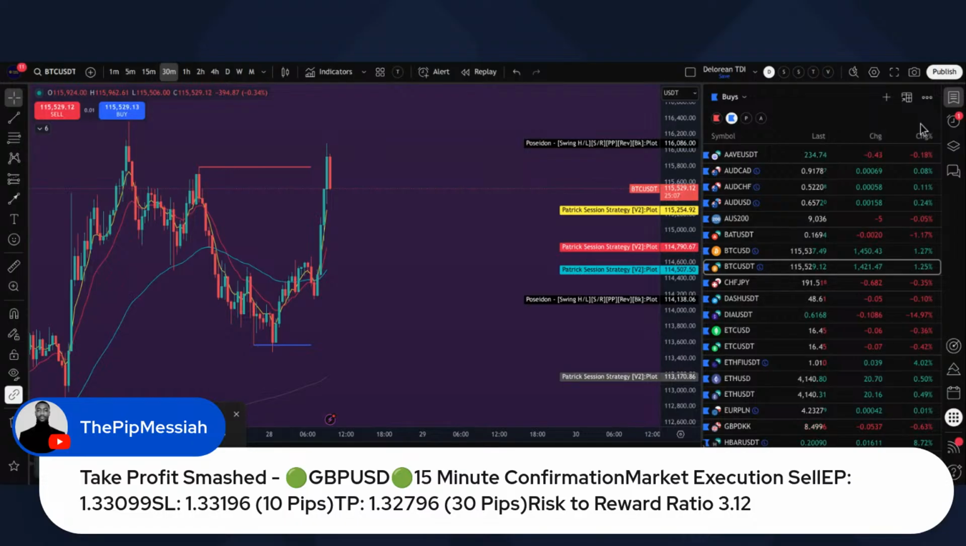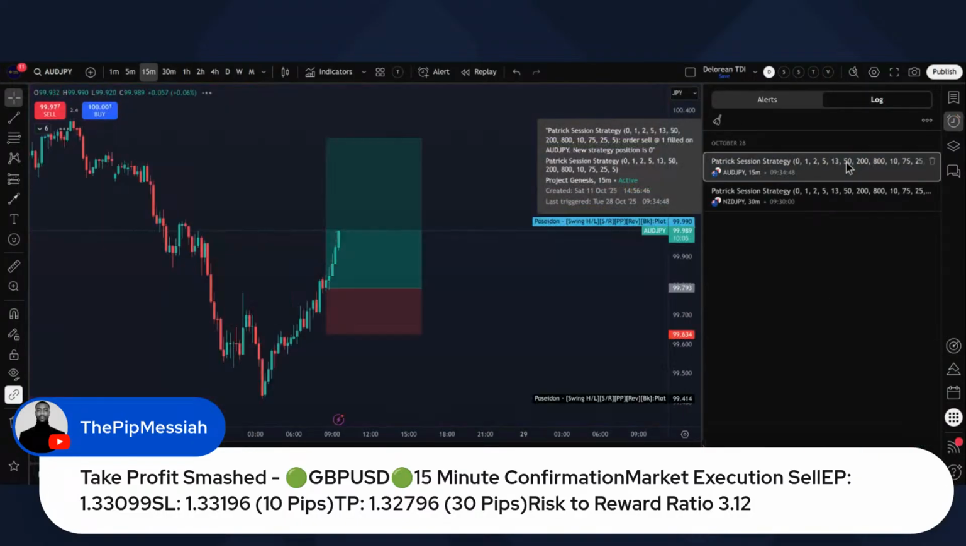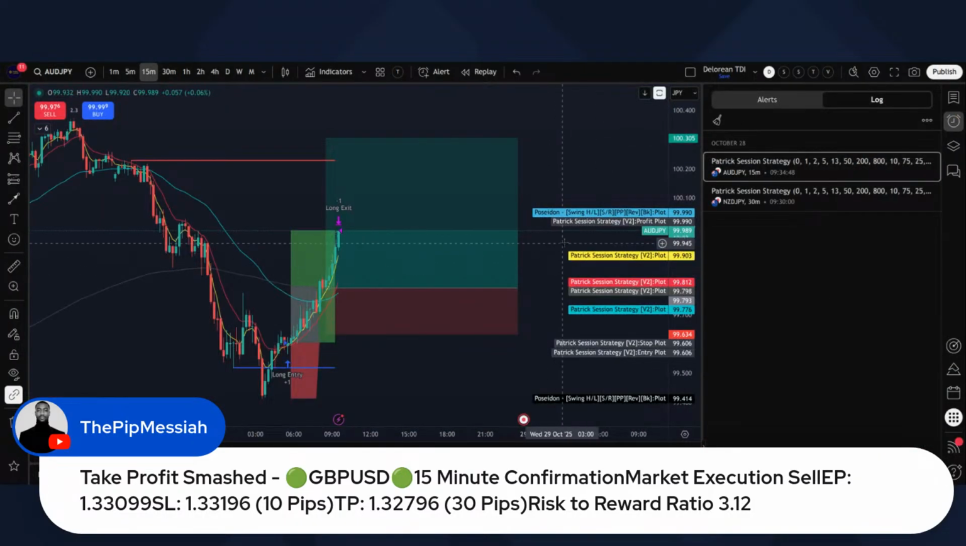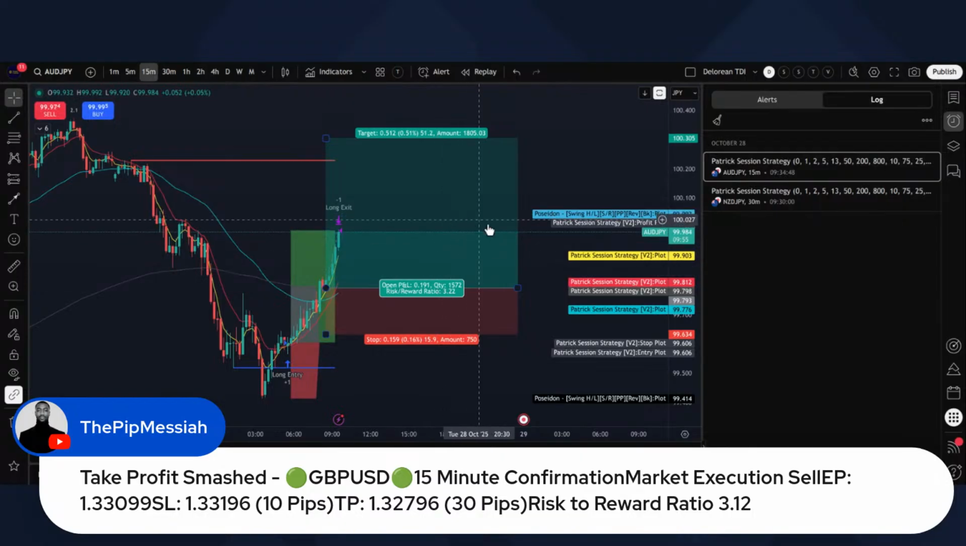All right. Got another alert on Australian dollar versus Japanese yen. So on the 15-minute, the original trade is in profit, we're already in it, doing quite well. So congratulations to those of you that took that trade call earlier. We're kicking butt and taking names.